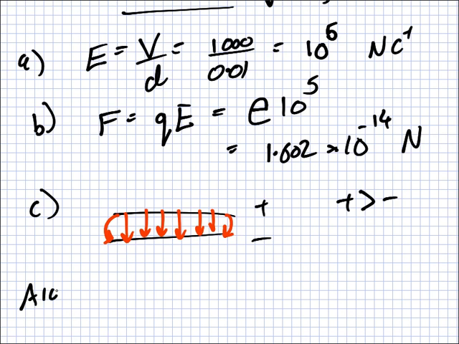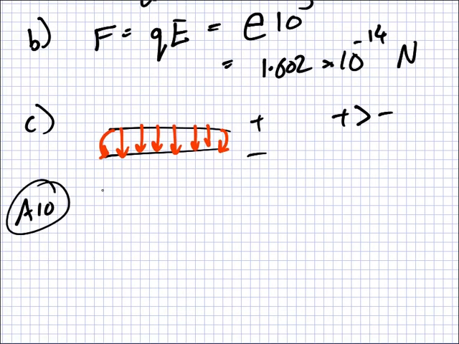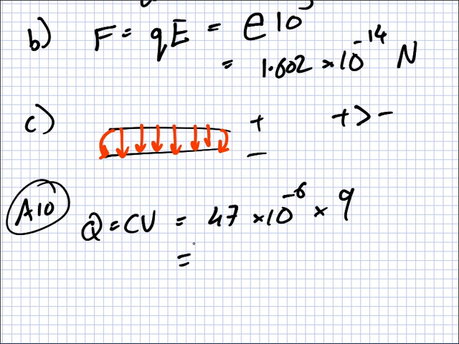A10. What is the charge on the capacitor when it's fully charged? So Q equals CV, and they tell us the C is 47 micro and the V is 9. Okay, so what did you get here then? Or what could we get here, please?